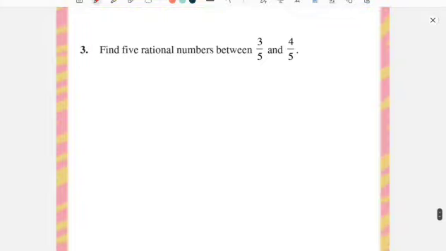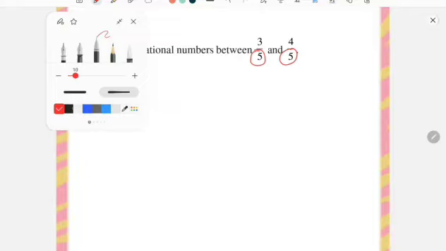Alright, moving to the third question. Find 5 rational numbers between 3 by 5 and 4 by 5. So this is an easier case. We have the same denominators here, right? Same denominators हैं इसमें, तो it is an easier case. हमें denominator same नहीं करने पड़ेंगे, right?